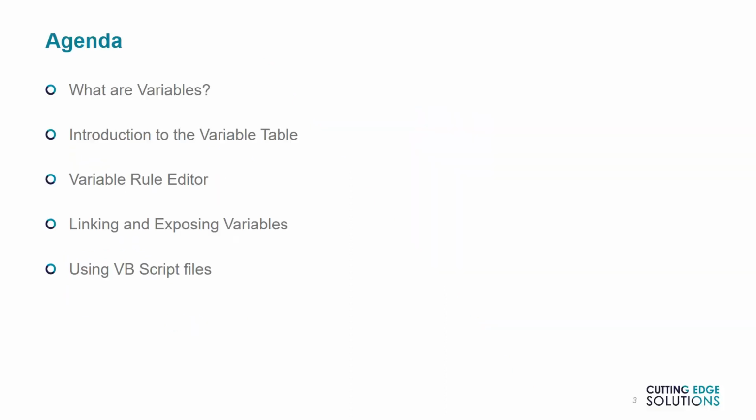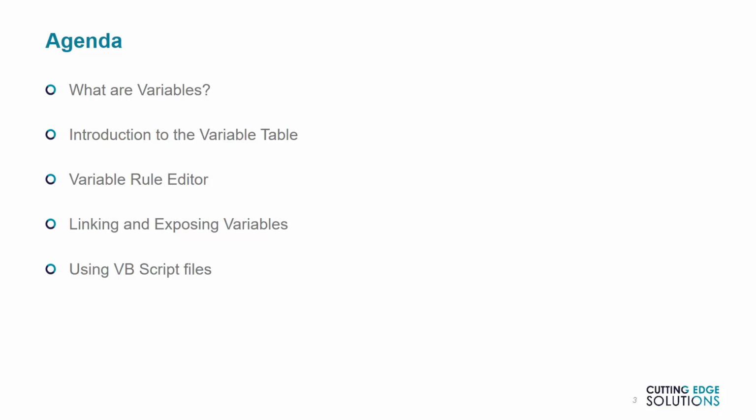I'll start off by explaining what variables are, and where you can view and edit them with the variable table. Then I'll show you how to create rules and formulae to drive variable values, how to link them together, and expose them for use in draft environments. Finally, I'll show you how to use .bas files to make your own rules, if the ones already present in the software don't meet your needs.